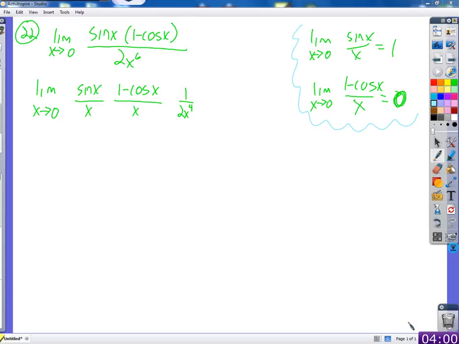So we've got three different limits. This one goes to 1. This one goes to 0. So we know what those are. So this total is 0, right? Times those two things is 0. This thing here, what is that getting close to as x gets close to 0?